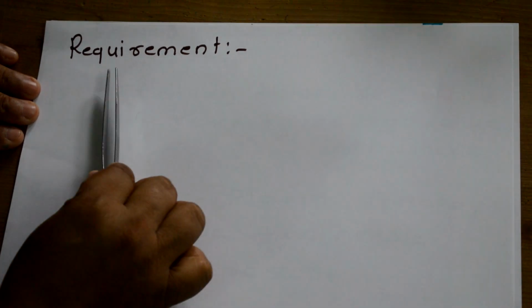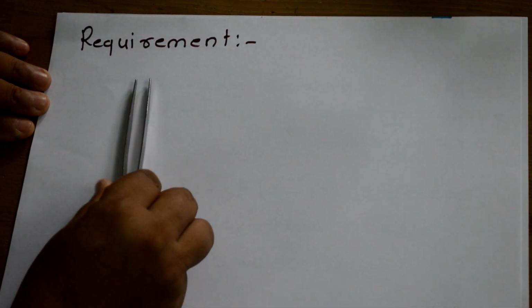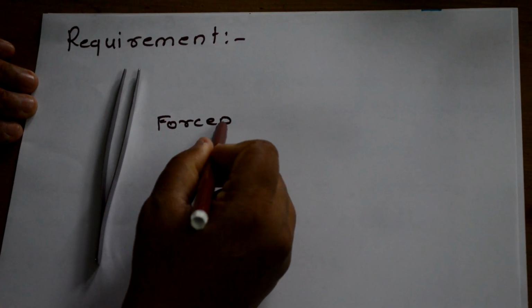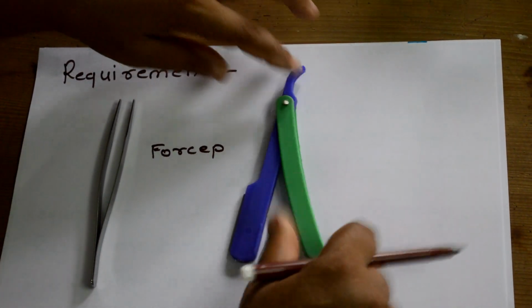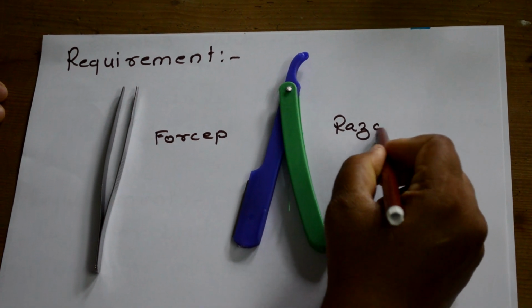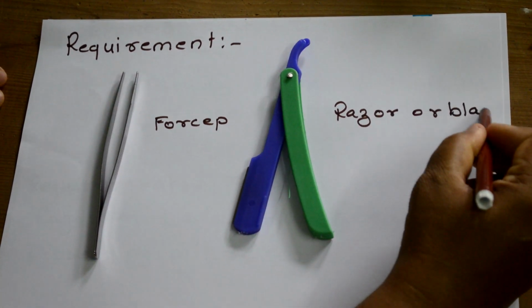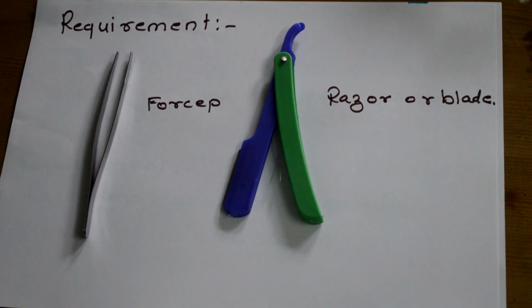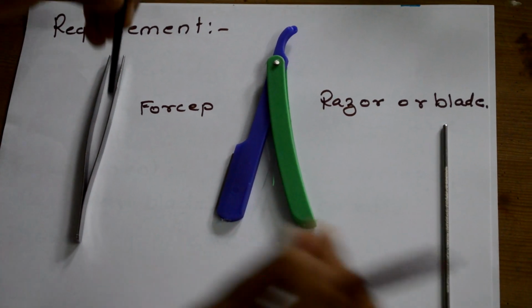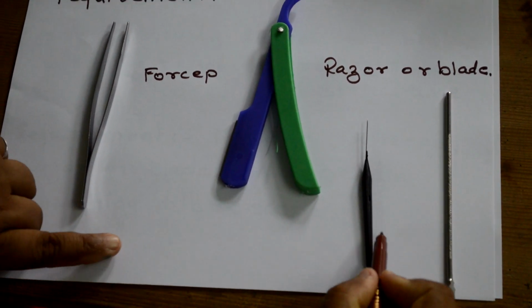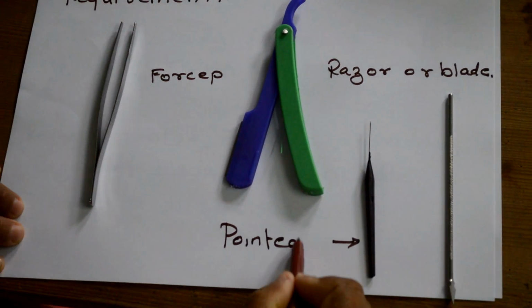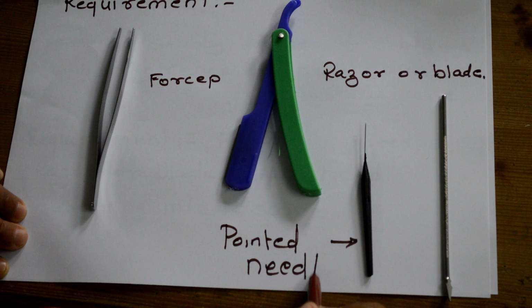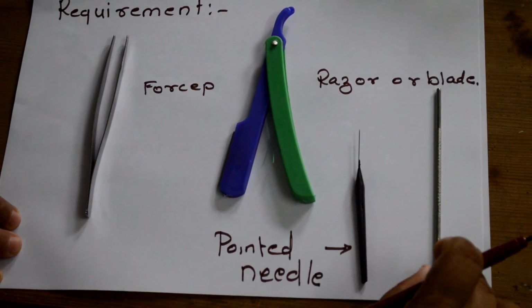The requirement is a forceps. You can see the forceps clearly, children. I'll name it forceps. A razor or blade we can use. 2 needles. This is a pointed needle. This needle is arrow-headed needle.